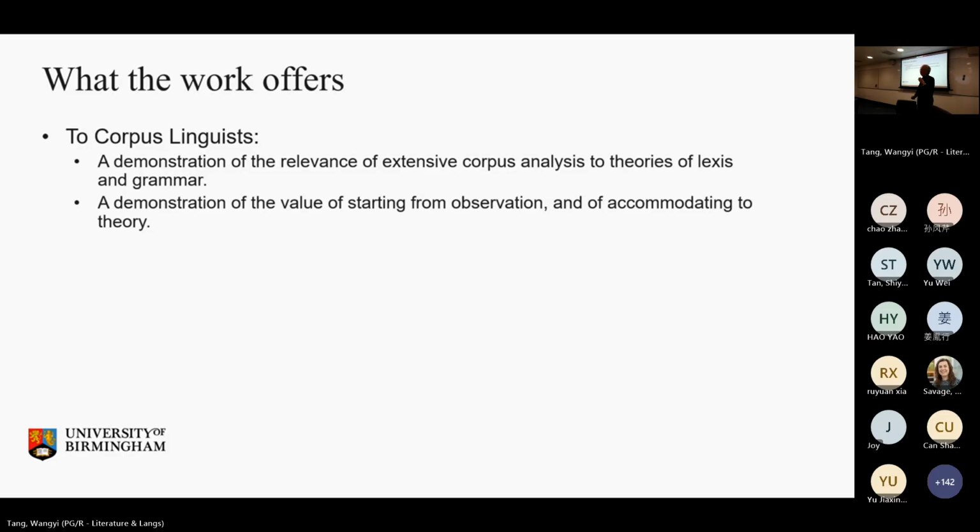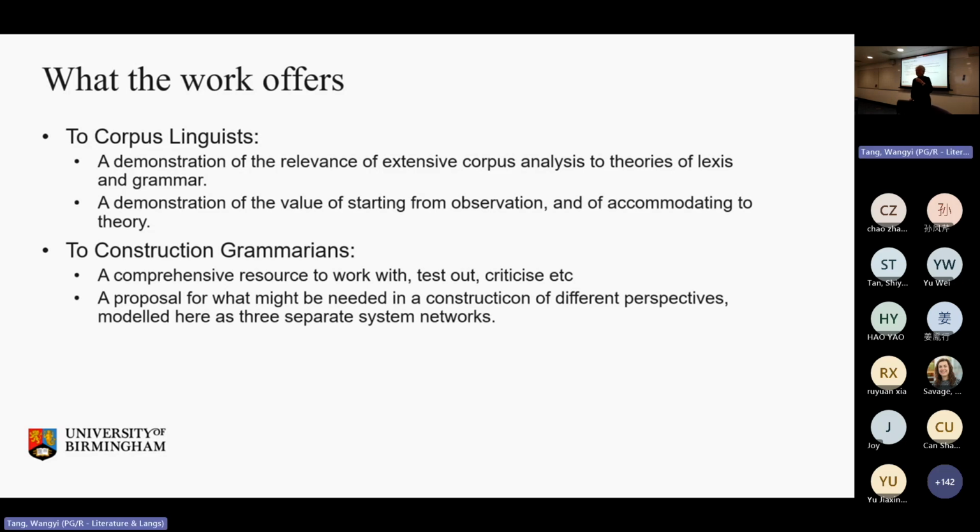And I think it demonstrates the value of starting with observation, which is what corpus linguists tend to do, and accommodating the observation to theory. To construction grammarians, I think it offers a resource to work with. This is not so much in the book as on the website, where you do have 800 blooming constructions to go at. So they are there to work with, to test out, to criticize, to say this doesn't work statistically, to say I would do it differently. Fine, okay, but you've got them to start with.